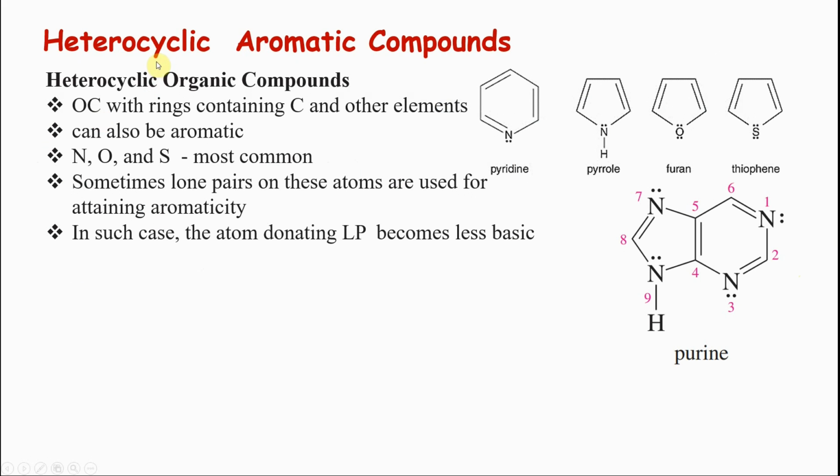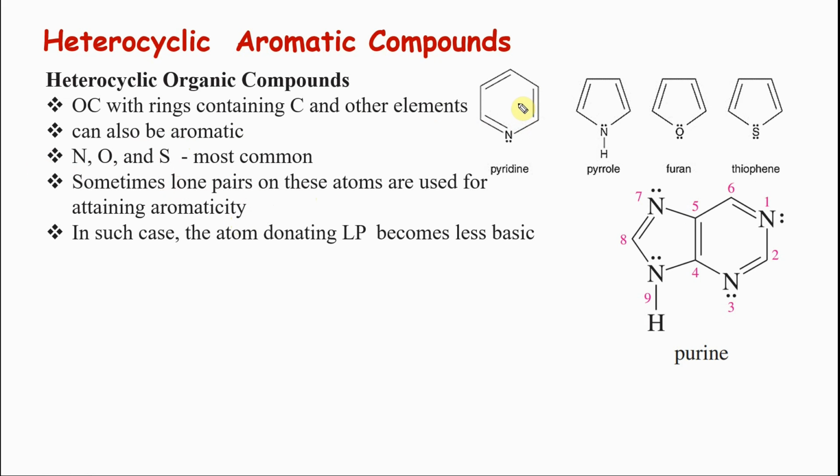Now, a special case is heterocyclic aromatic compounds. These are in your syllabus. Heterocyclic aromatic compound, very simple. We are talking about organic compounds, with rings containing carbon and other elements also. Most commonly the elements nitrogen, oxygen, sulfur. They can also be aromatic if they follow Huckel's rule. To follow Huckel's rule, they can sometimes use the lone pairs to make aromaticity happen.